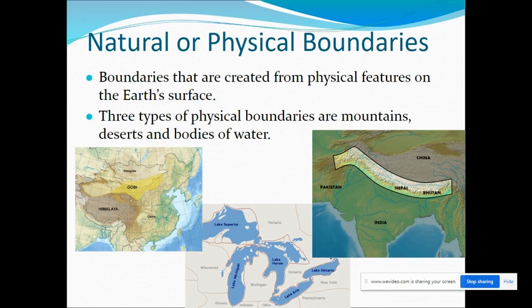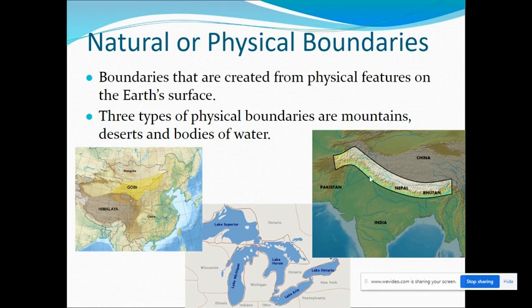The first type of boundary we're going to talk about is natural or physical boundaries. Many boundaries throughout the world are created from physical features on the Earth's surface. These types of boundaries are usually created by mountain ranges, deserts, and bodies of water. And boundaries that are created by natural and physical features oftentimes feel that way. They feel natural. They feel like an easy way to designate where one country is and where another country is.